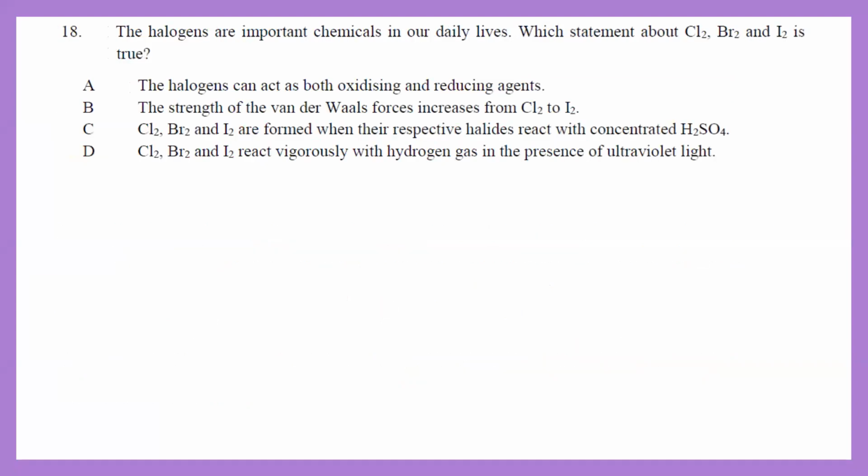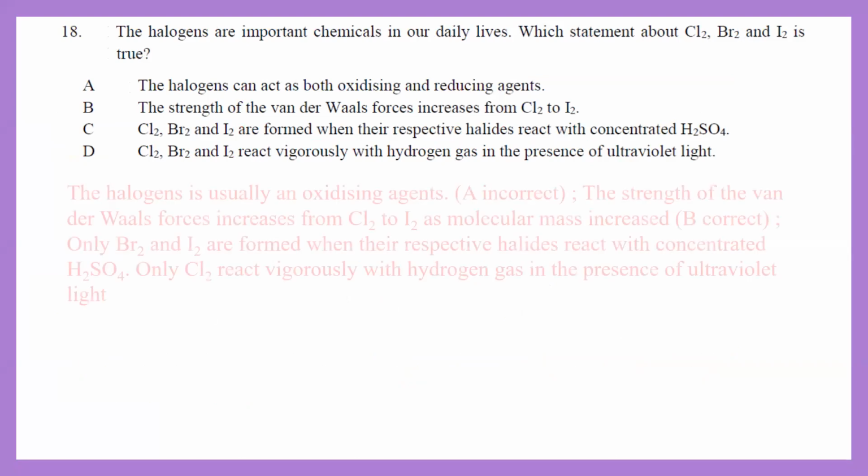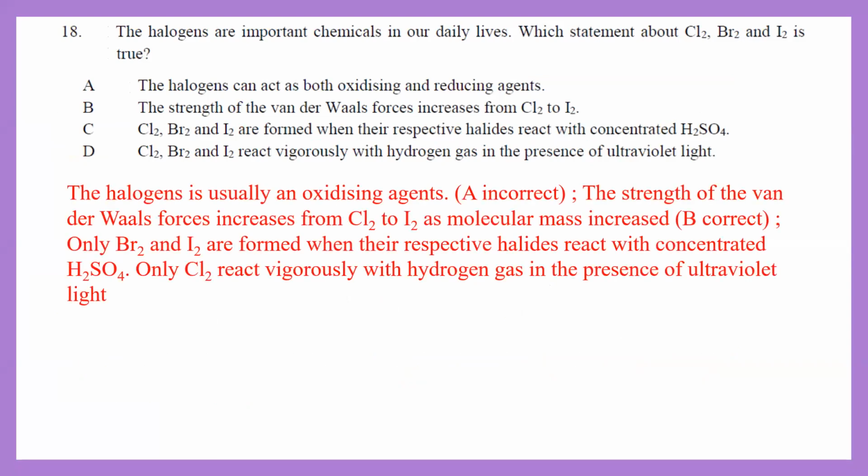Then it goes to question number 18. The halogens are important chemicals in our daily life. Which statement about chlorine, bromine, iodine is true? The halogen can act as both oxidizing and reducing agent, which is incorrect, because most of the time halogen is used as an oxidizing agent, but it's seldom oxidized. The strength of the weak van der Waals forces increases from Cl2 to I2, and that does increase because they are simple covalent molecules.